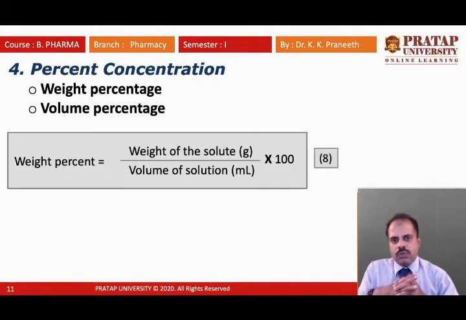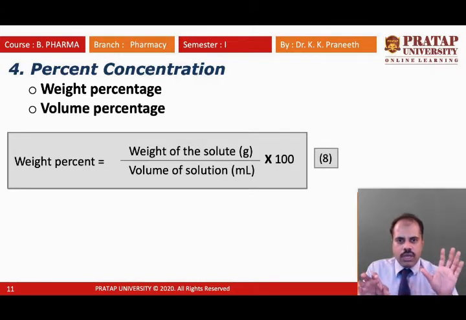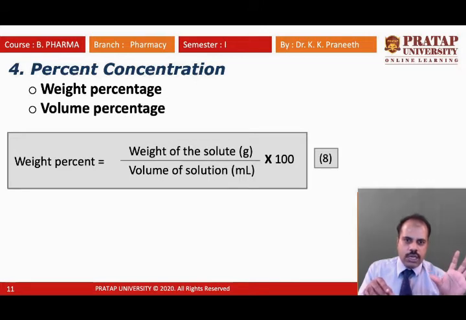So the formula will be: weight percentage equals weight of the solute, okay, in grams divided by the volume of the solution in milliliters multiplied by 100. So this is a 100% we need to convert. So that's why this 100% term is coming.